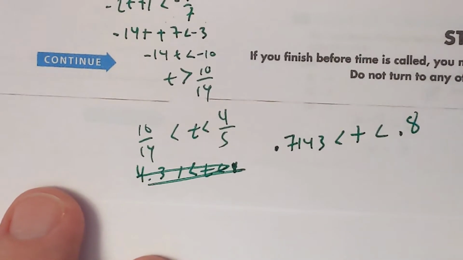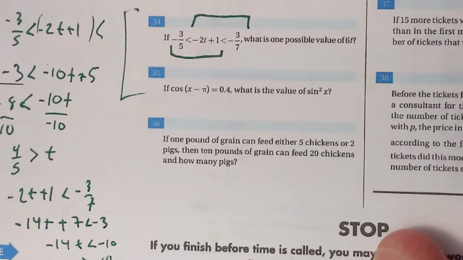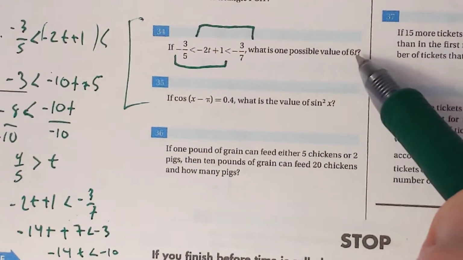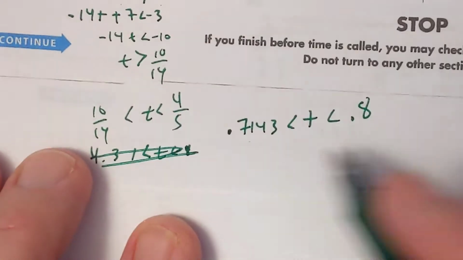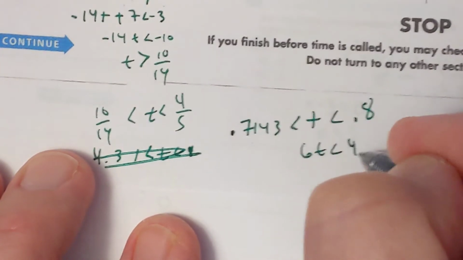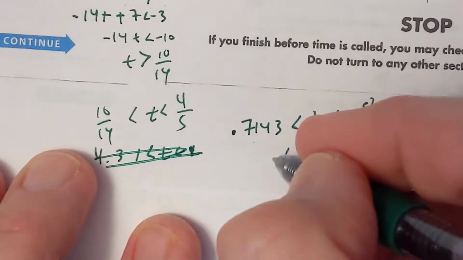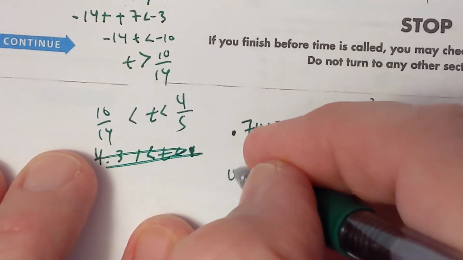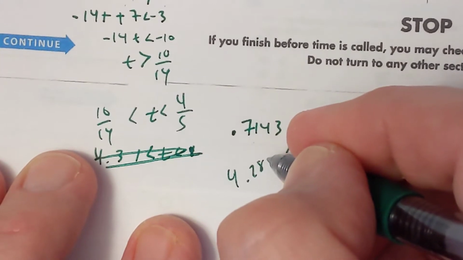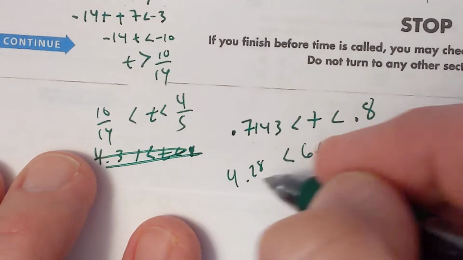You get that t is between this, but they ask for, the SAT loves to do this, what is the one possible value of 6t? So you have to multiply this whole thing through by 6, and that's where you get, sorry, this is 4.8, I believe, and then this is 4.28 something.